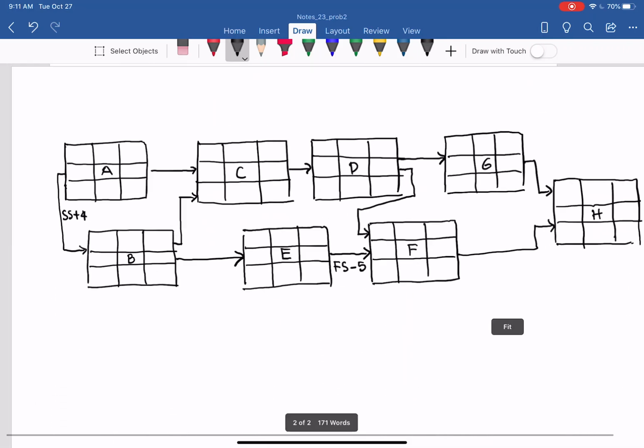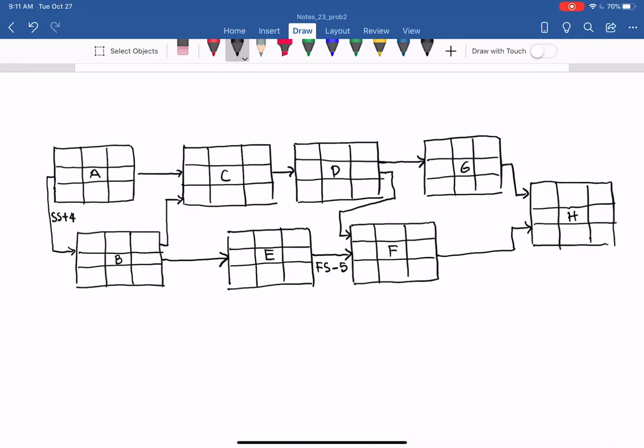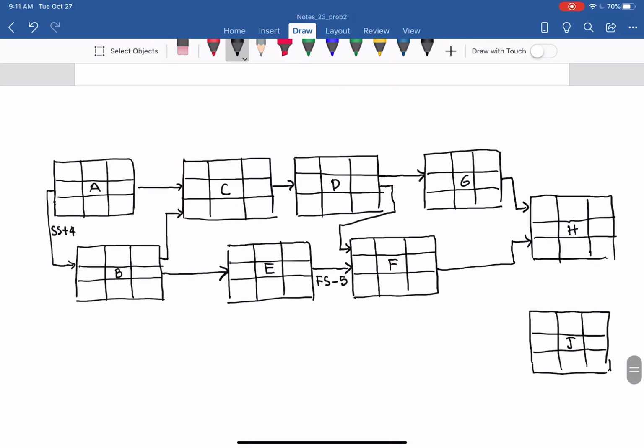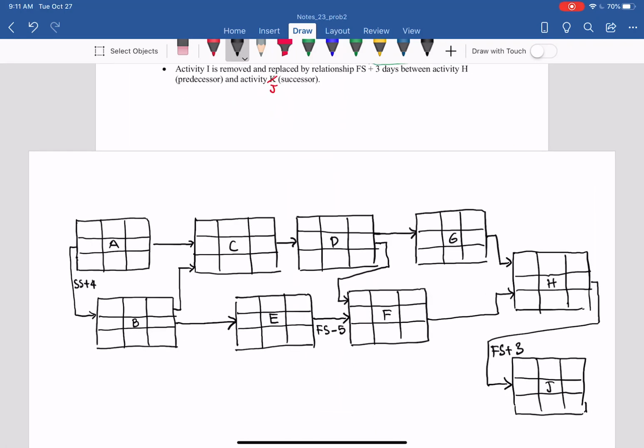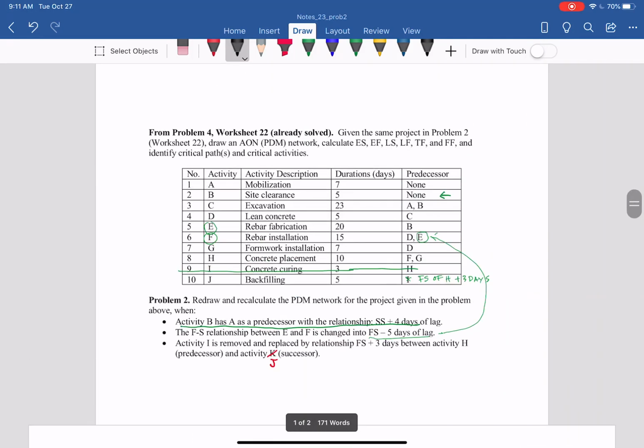So I is already removed. We reduce one activity, and because there is no space on the right, I put J in here, and that is finish start plus 3 days. So it means a lag of 3 days, and finish start, so J starts from the right side of H to the left side of J, and we have FS plus 3 days. So that's done for the network.